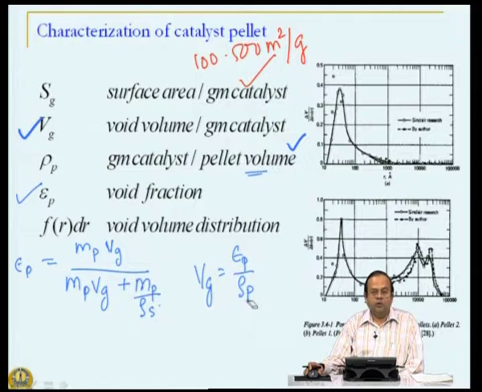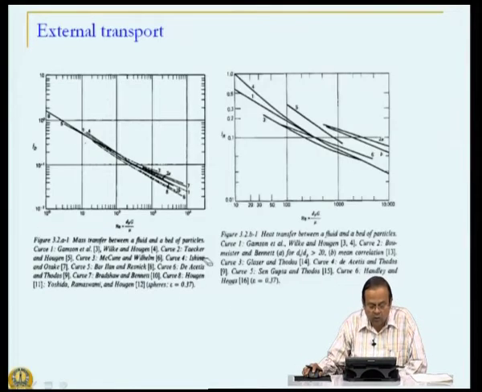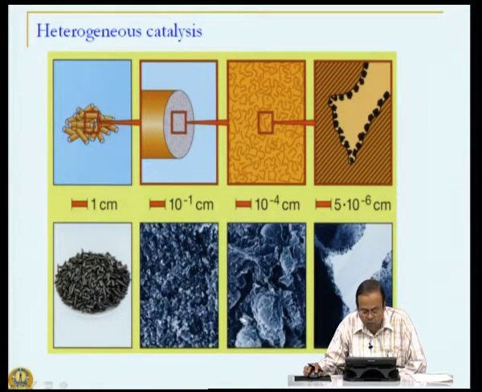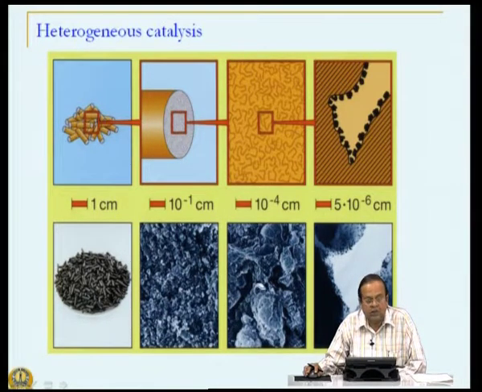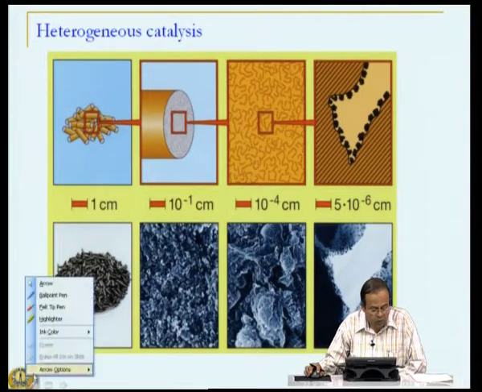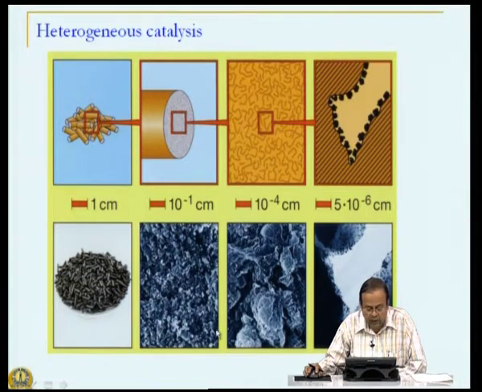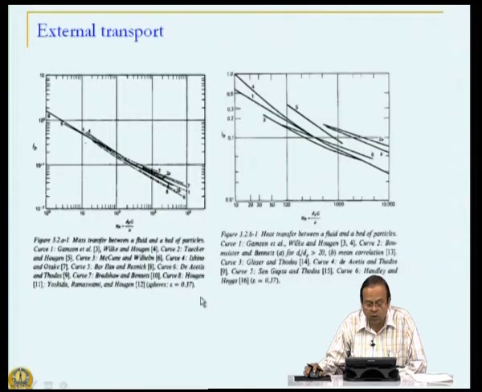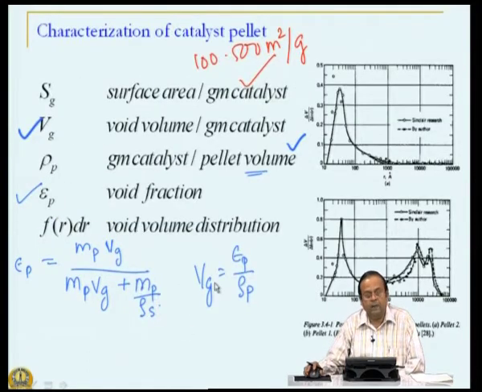Another quantity which is of interest when we characterize the pellet is what is the distribution of this void volume. That is, if you look at this cartoon, the radius of all these catalyst pores is not same. So, in other words, whatever is the void volume there, it is not of the same size. So, there is a distribution of this voidage, and this is also an important quantity.